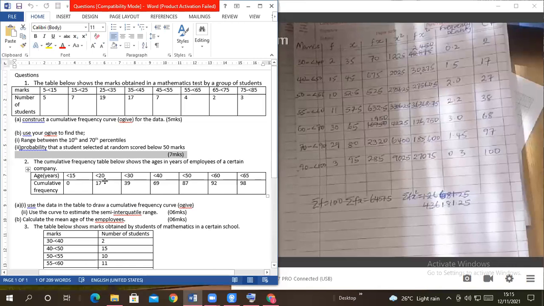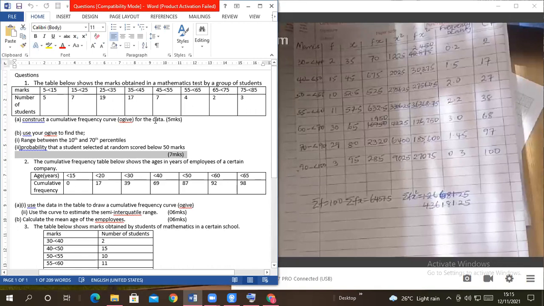So it will be 15 less than 20, and then 20 less than 30, 30 less than 40, like that. So those are upper class boundaries. You can draw the cumulative frequency curve. After doing that, those are 2 questions.